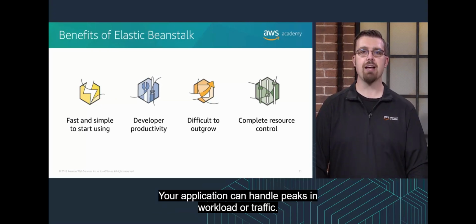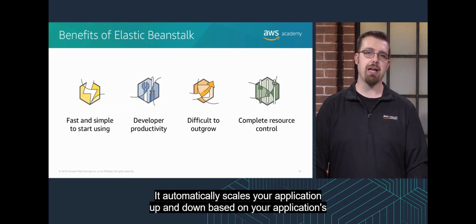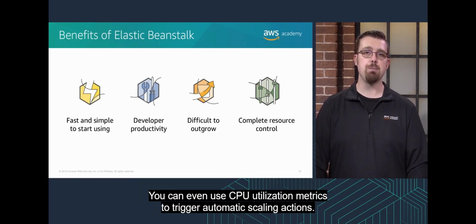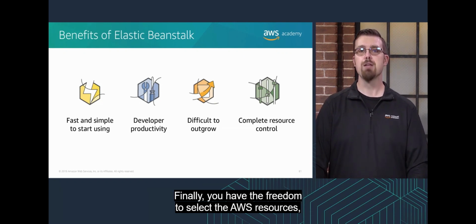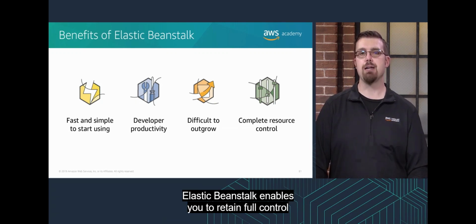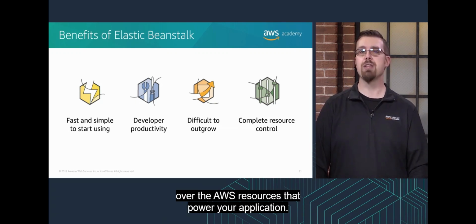Your application can handle peaks in workload or traffic. It automatically scales your application up and down based on your application's specific needs by using easily adjustable automatic scaling settings. You can even use CPU utilization metrics to trigger automatic scaling actions. Finally, you have the freedom to select the AWS resources, such as Amazon EC2 instance type, that are optimal for your application. Elastic Beanstalk enables you to retain full control over the AWS resources that power your application.